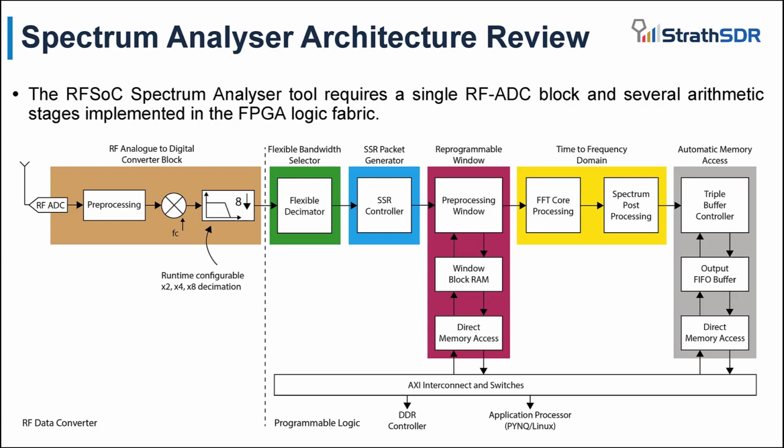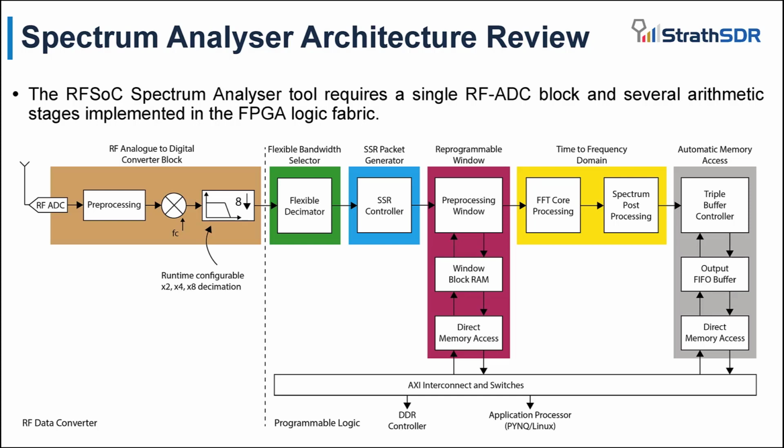The system implements a pre-processing window in the FPGA logic fabric. The pre-processing window is essential for suppressing unwanted frequency spurs and spectral leakage. The user can program the window with almost any coefficient to implement time domain windowing. FFT core processing is implemented in the FPGA logic fabric so that it may be hardware accelerated. There are several FFT cores of different lengths in the FFT core processing block.